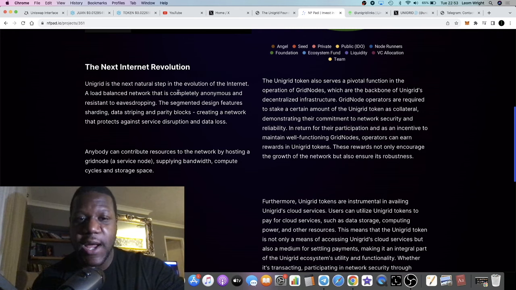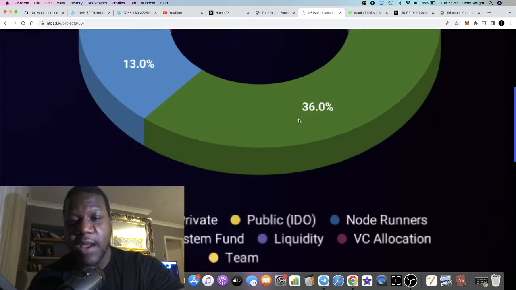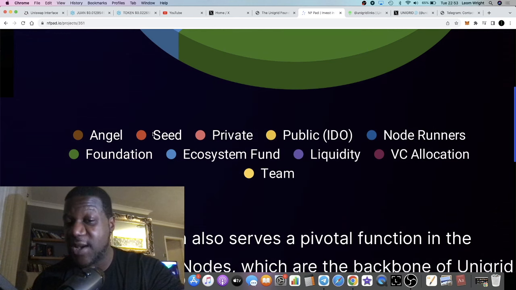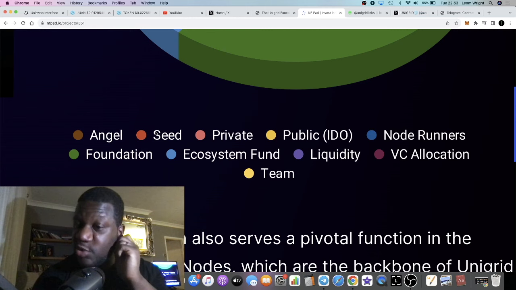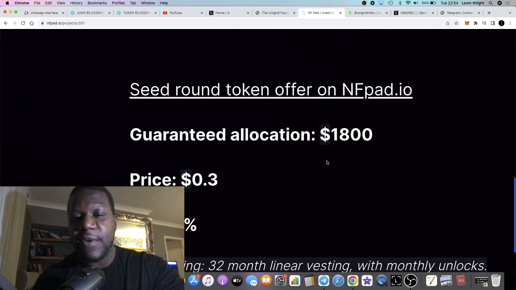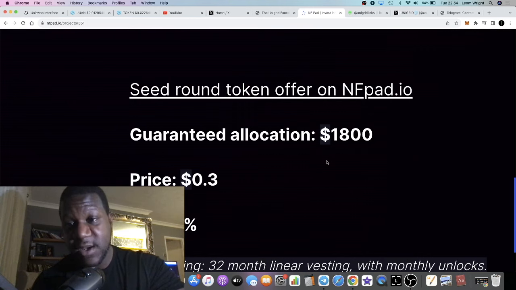Obviously Web3 is going to be huge as well. You can see all the multiple rounds that they've got here. They've got the angel round, which I believe has already taken place. In the seed round, you can get a guaranteed allocation in this project, up to $1,800 on NFPAD. But you will need to register with NFPAD to take part in this seed round.